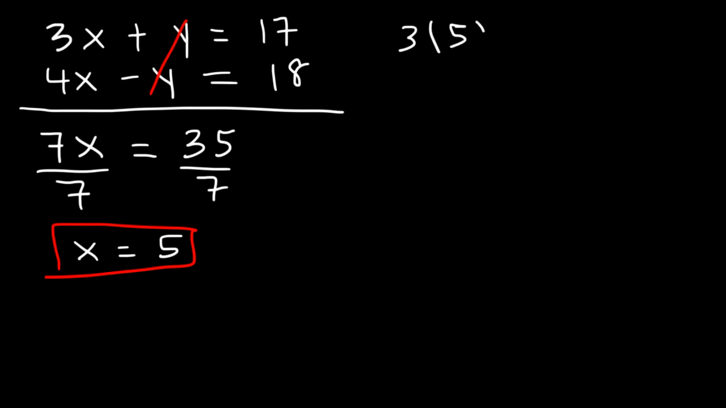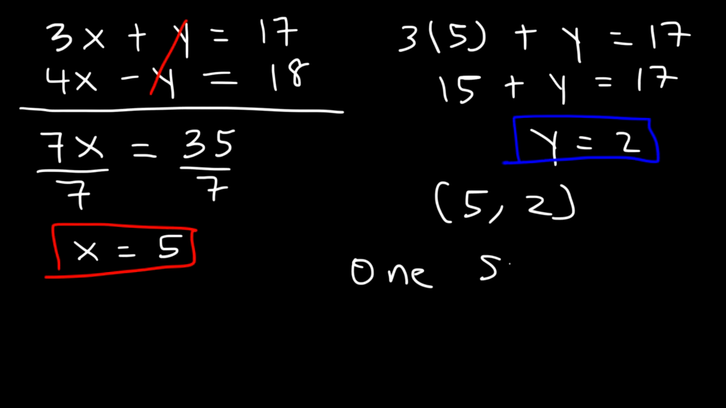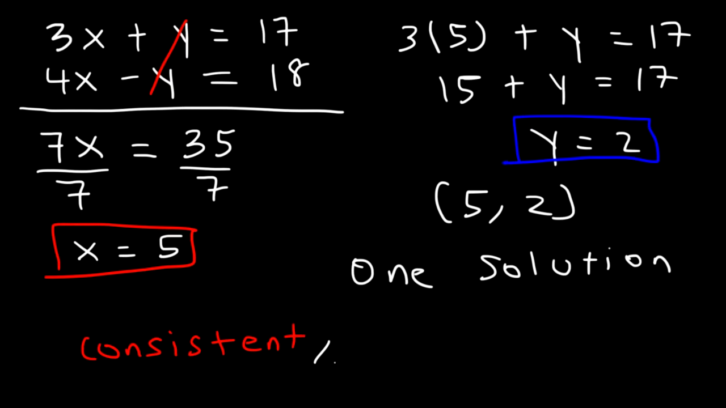So 3 times 5 plus y is equal to 17. 3 times 5 is 15, and 17 minus 15 is 2. So y is equal to 2. So there's only one solution. It's (5, 2). And whenever there's one solution, is it going to be consistent or inconsistent? One solution will always be associated with consistent. And anytime you have one solution, it's going to be independent. It's always going to work out that way.